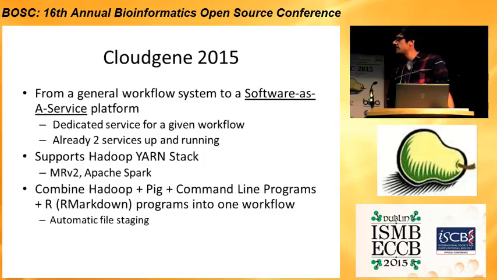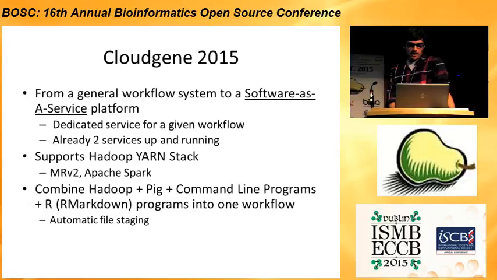What we are now doing is that we are not limited to Hadoop anymore. So you can combine a workflow built of Hadoop, Apache Pig, which is a language for Hadoop, command line programs, and R into one workflow. And we are doing the file staging, meaning that when a file is coming from the HDFS, from the Hadoop file system, it's going to the local file system. This is all done automatically by Cloudgene.